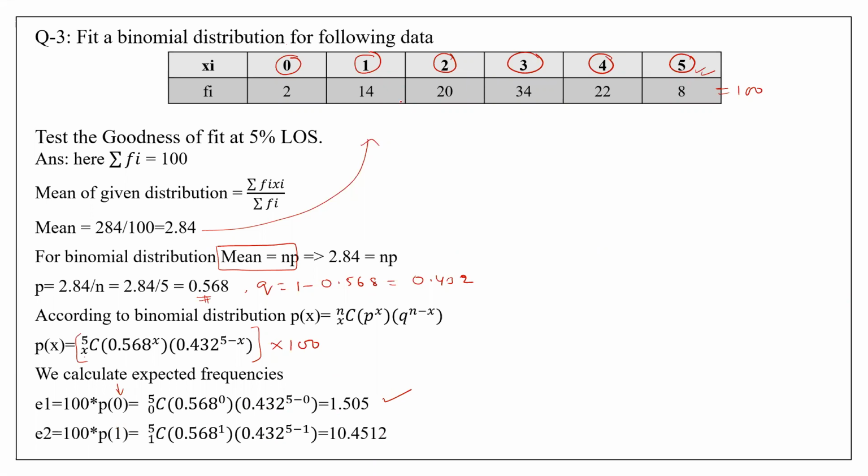Next, E2 will be your x value is 1. So now you have to substitute 1 here in this formula. I will put this as equation number 1. So put x equal to 1 in equation number 1.